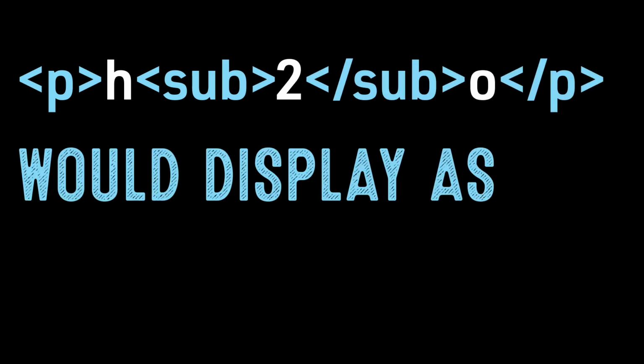The chemical formula for water, P opening tag, H, SUB opening tag, 2, SUB closing tag, O, P closing tag, would display as H2O. The 2 would be shown smaller and below the baseline.